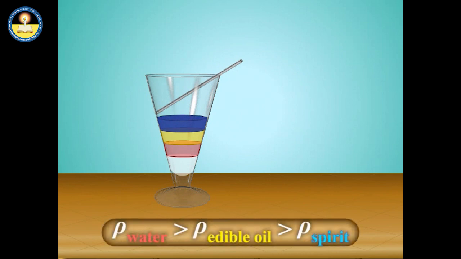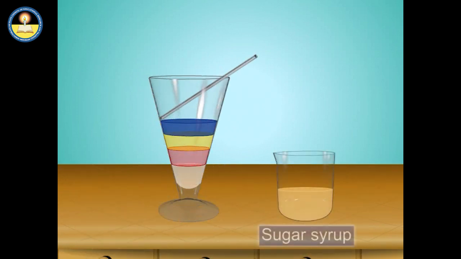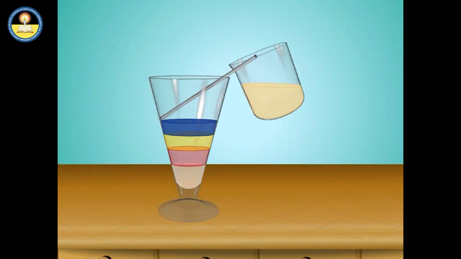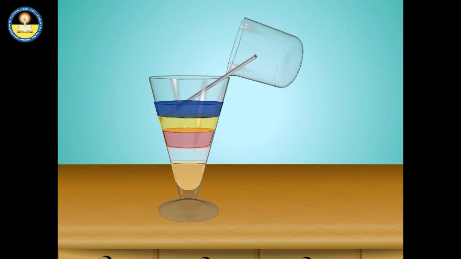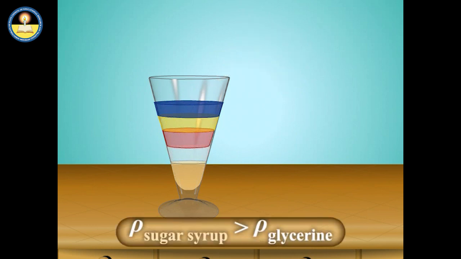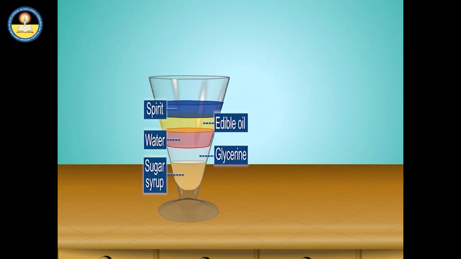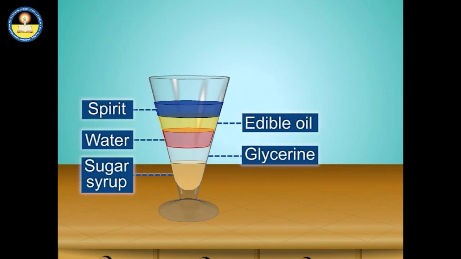As it has the smallest density among all of the 4 liquids in the container. Now let's pour some sugar syrup gently over the liquids in the container, which forms the lowermost layer, as it has the largest density among all of the 5 liquids in the container. So, the spectrum of different liquid layers is based purely on their densities.